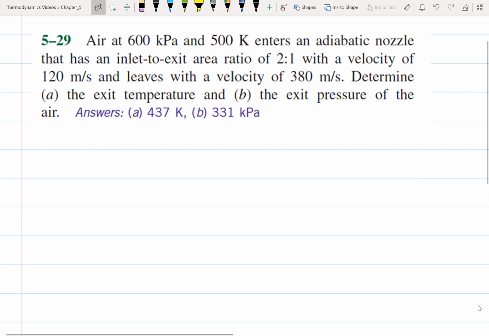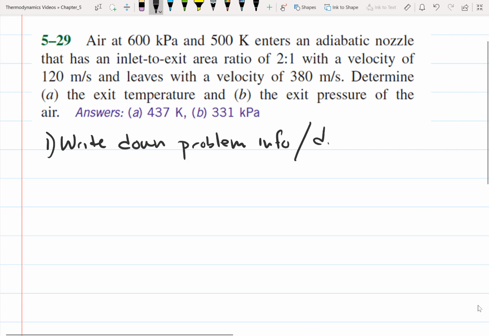First of all, I'm just going to write down what I'm going to do. So first I'm going to write down problem info and drawing. The problem info would be all the knowns, unknowns, etc. The whole point of this is to figure out what the problem's even asking for, figure out what information you already know, what information you need to find, and then a drawing usually helps to visualize what's going on.